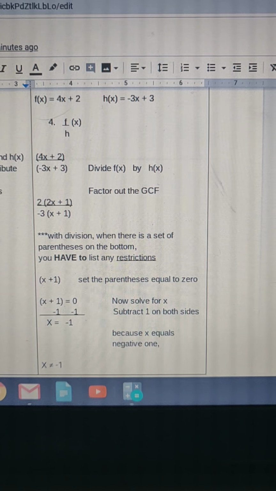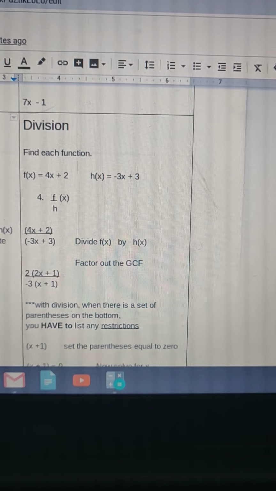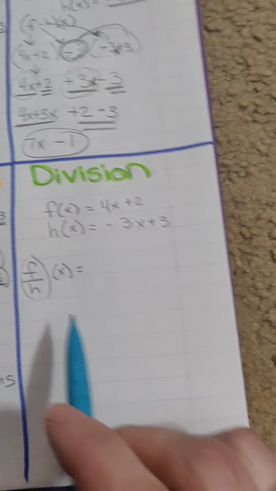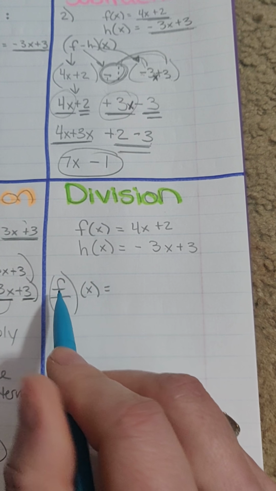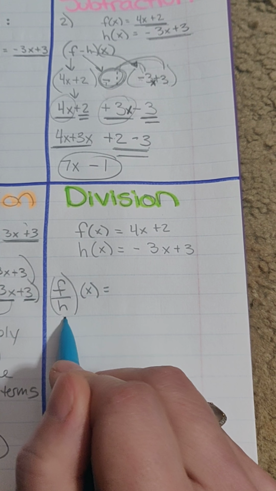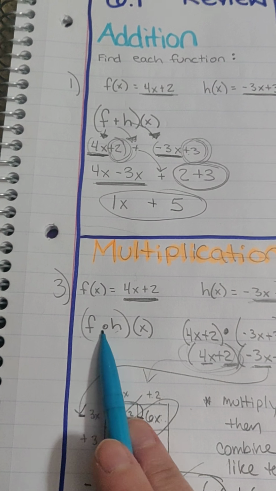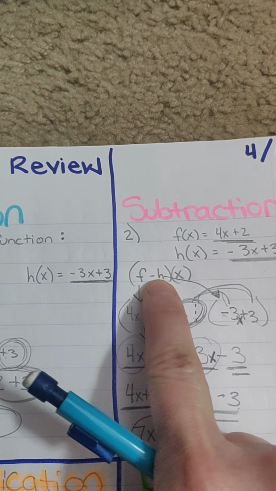And then if we move over to division, I'm going to scroll up just a bit so that way you can see. There it is. Division, find each function. All right, so this one's a little bit different, maybe a tiny bit more work, or maybe just a little bit different way to work out your problem, but actually overall very easy. So we've got f on the top, h on the bottom. This one is read f divided by h of x. This one is f times h of x, or f multiplied by h of x, whereas this one was f plus h of x, and this one is f minus h of x.